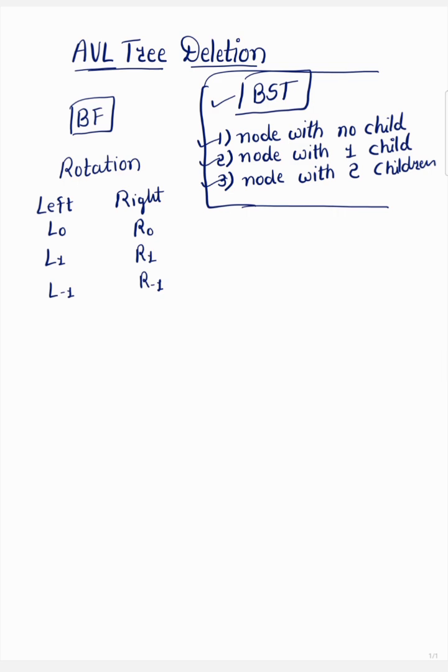In this video lecture, we are going to learn about R0, R1, and R-1 rotation. So let me quickly explain what that kind of rotation is. Let me take one example. Suppose we have, I'm just randomly taking a tree.